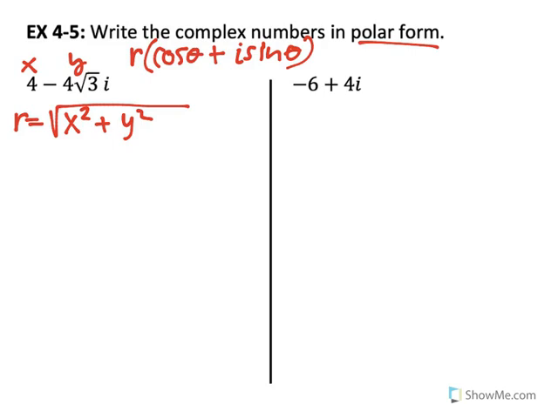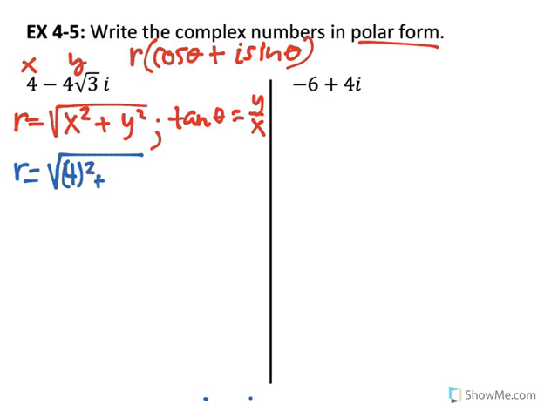And then to find theta, we say tangent of theta is equal to y over x. So here we go. I'm going to take the information that I know to find r. I take the square root of x, which was 4 squared, plus -4 root 3 squared. And that, when I simplify that, gives me a value of 8.